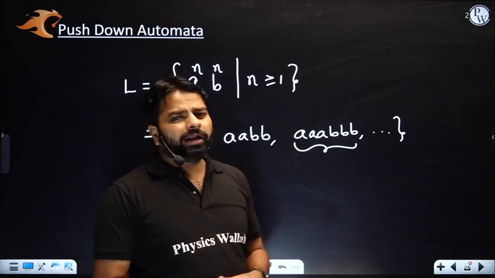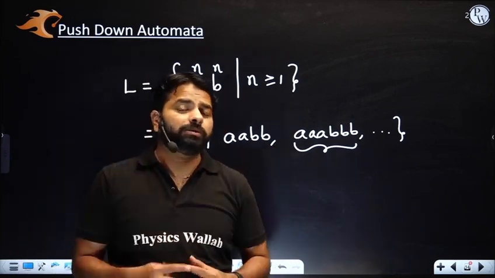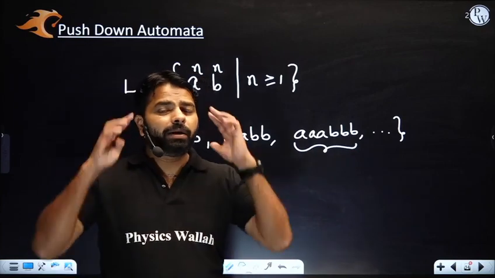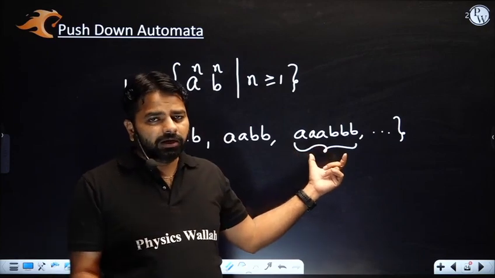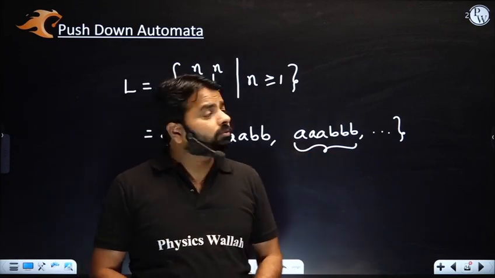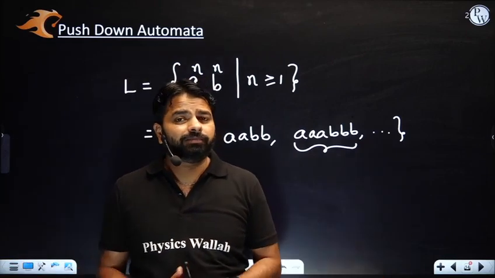Like by looking at 1A, I might be pushing two symbols. By looking at 1A, you might be pushing one symbol. By looking at 1A, I might be pushing a lot of symbols. It all depends on your logic, right? But there are many logics for the same problem. So for this language, you can assume that there are infinite equivalent PDAs.